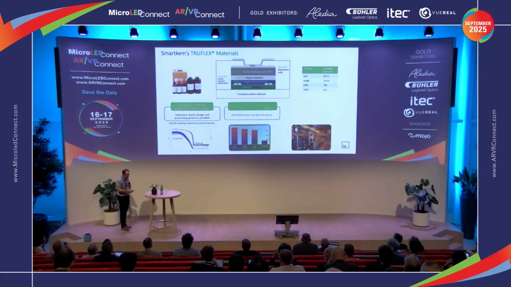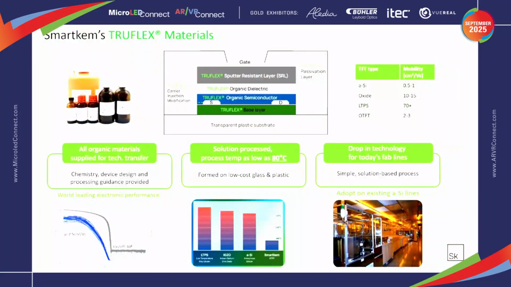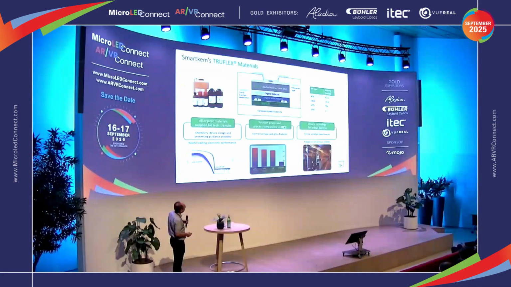The company makes materials. We're a materials company. We make organic semiconductors, dielectrics, surface treatment layers, and interlayer dielectrics, and these are all built into a stack of materials to make a thin film transistor, used in conjunction with sputtered electrodes for the source drain and gate, and using photolithography, wet chemical etching, and dry etching to pattern them.